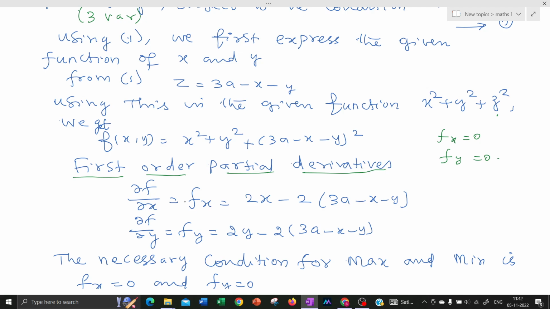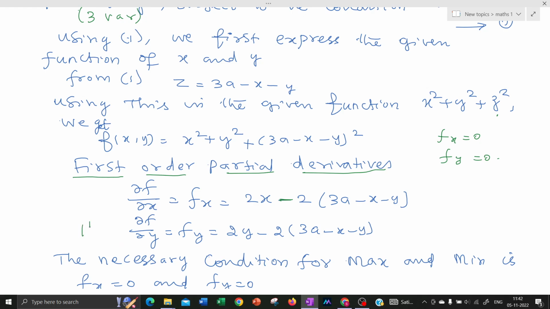Dou f by dou x, which we write as fx. So what is fx here? When differentiating with respect to x partially, keep y as constant. So x squared differentiates to 2x, minus 2 into, y squared is 0, 2 into 3a minus x minus y. Differentiating 3a minus x minus y once again, we get minus 1, so in front we multiply with minus.